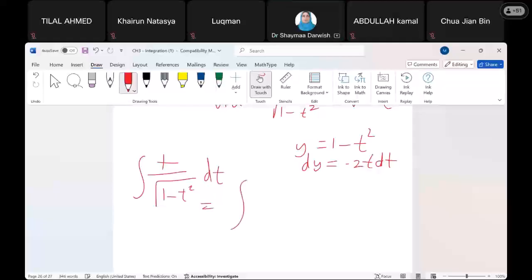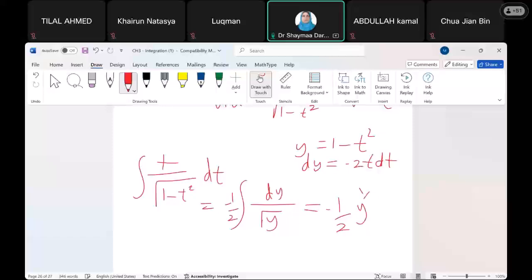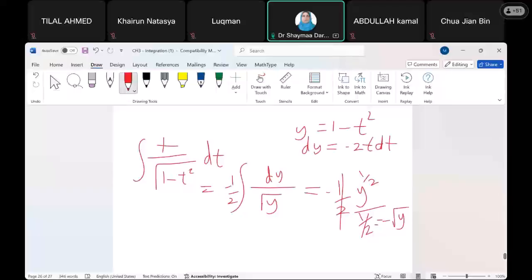It will be equal to minus 1 over 2 times the integration of y to the power minus 1 over 2 dy. Here y is a power function, y to the power minus 1 over 2. So the integration is y to the power 1 over 2 divided by 1 over 2. So cancel this, giving minus square root of y, which means minus square root of 1 minus t squared.